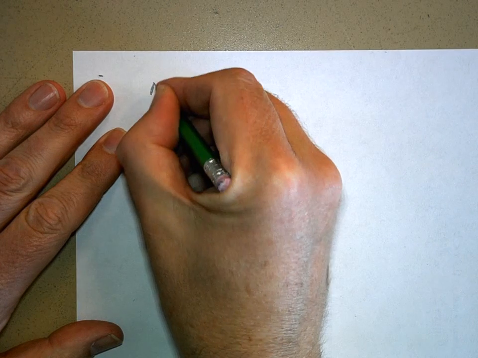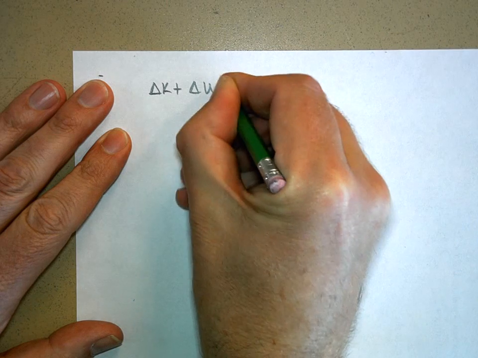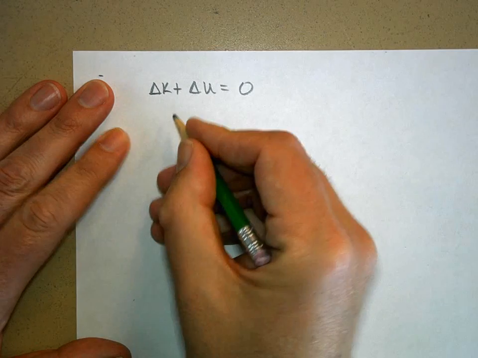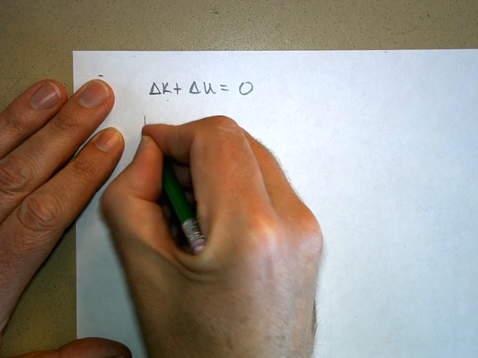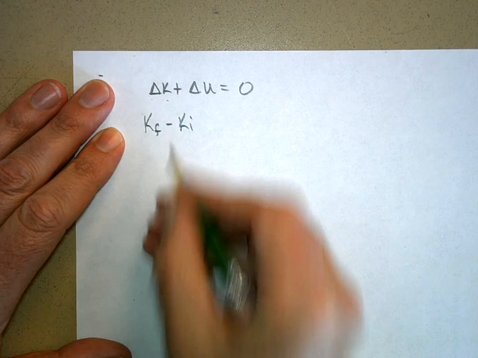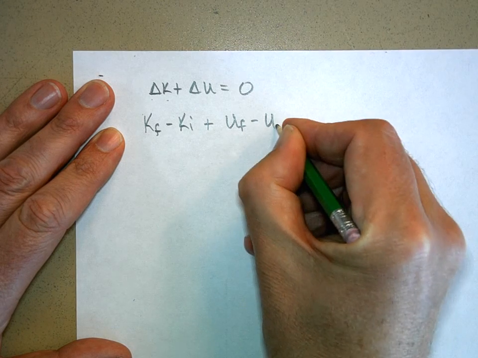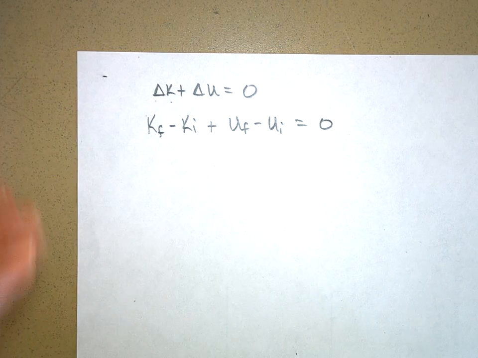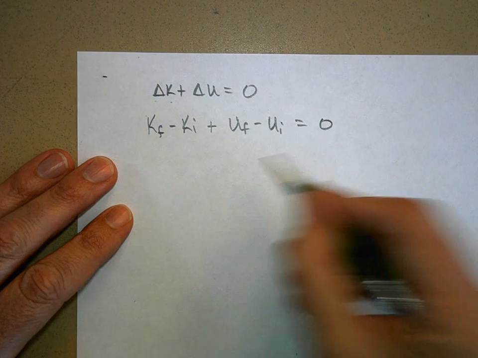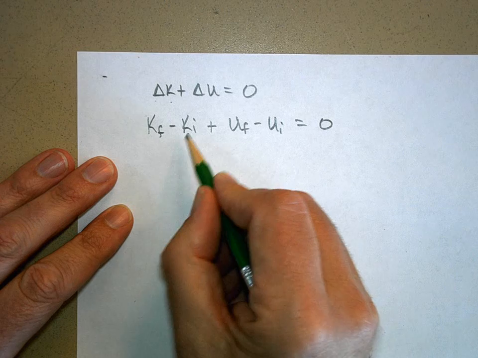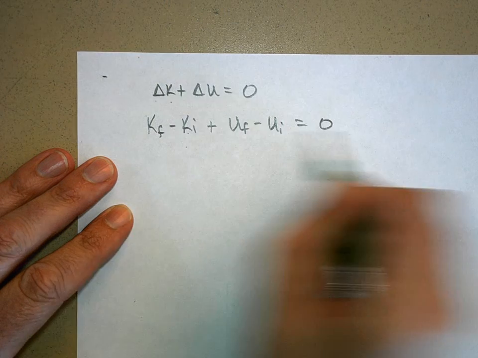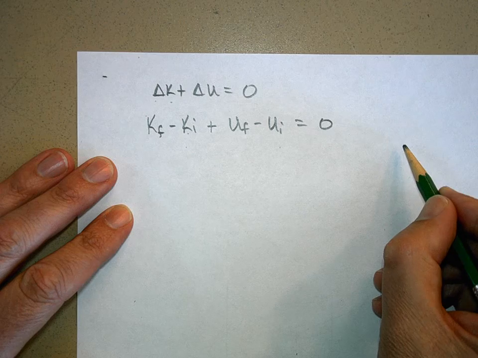So here's what we're going to do. Well, actually, let me take this expression, delta K plus delta U equals 0. And what I'm going to do is break these apart. K final minus K initial, that's delta K, plus U final minus U initial equals 0. I'm going to put all the initial stuff on the other side. I'm going to add the initial kinetic energy to both sides of the equation and the initial potential energy to both sides of the equation.